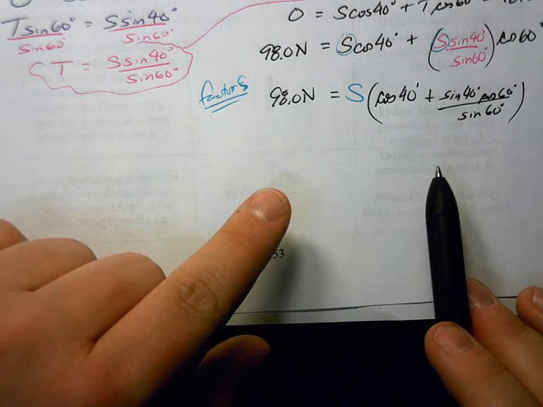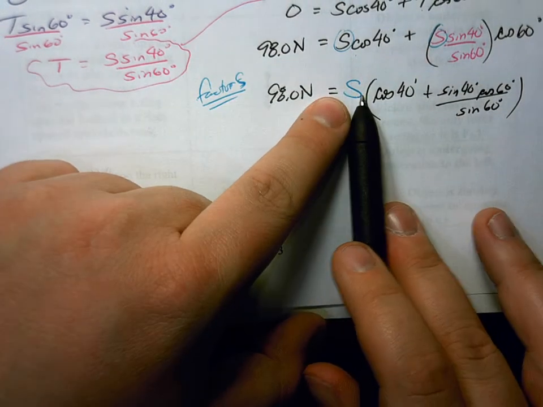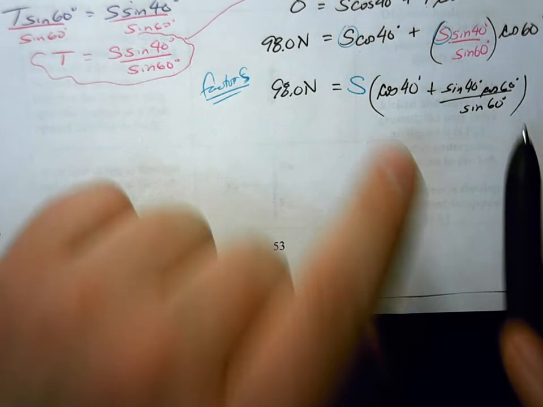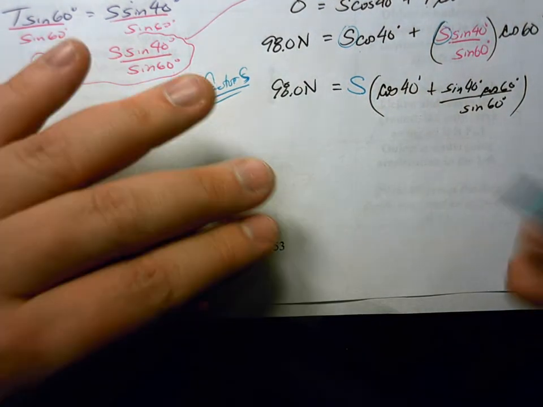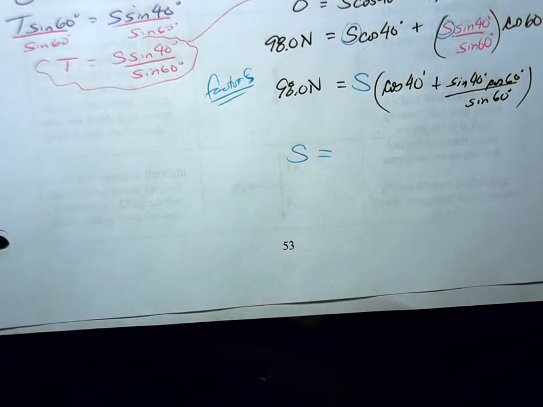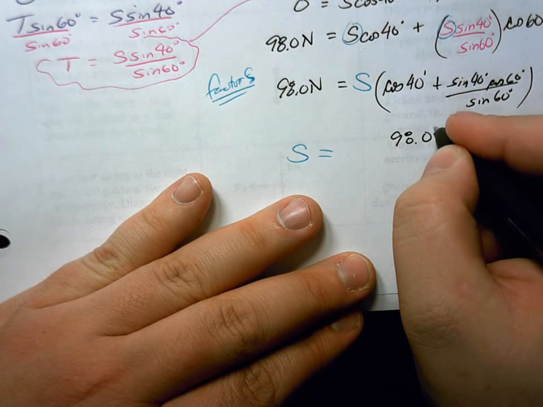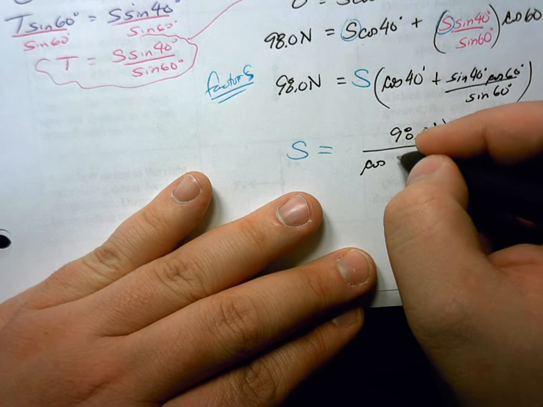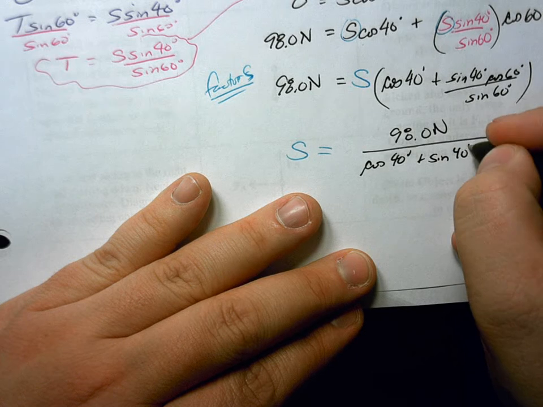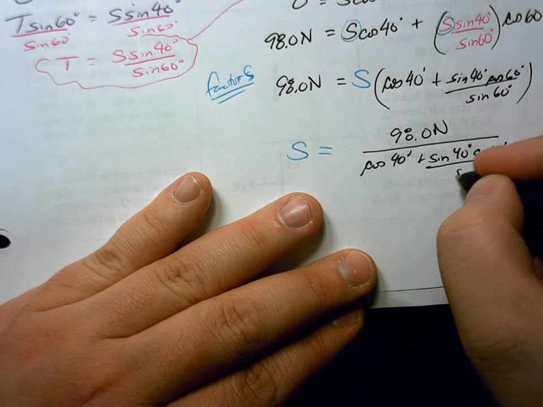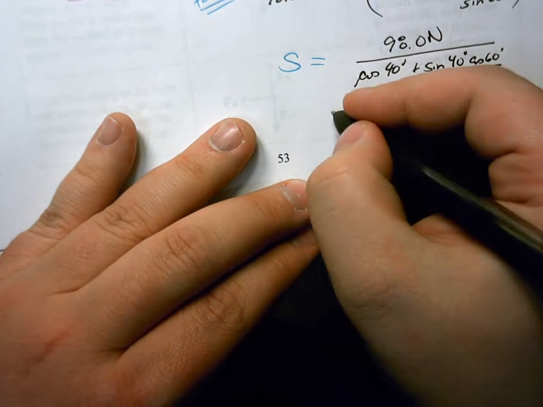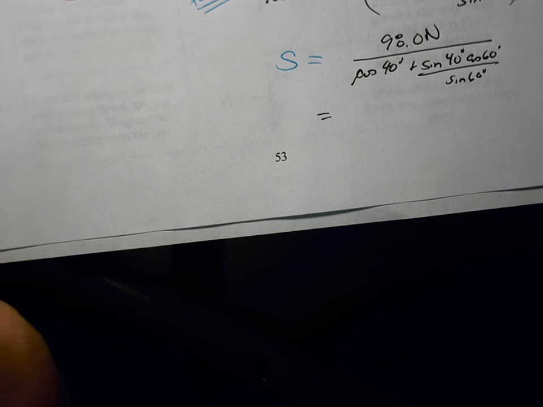So I can get s by itself at this point. I can divide both sides by this mess in the brackets. This is really nasty looking, but it will allow us to solve for s. So s is going to be 98 newtons divided by cos 40 degrees plus sine 40 degrees cos 60 degrees divided by sine of 60 degrees. This is really, really nasty. Hopefully you can appreciate why I wouldn't be so inclined to ask you this on an exam, because at this point it's becoming more of a math question than it is physics.